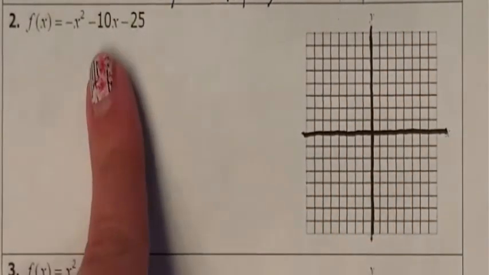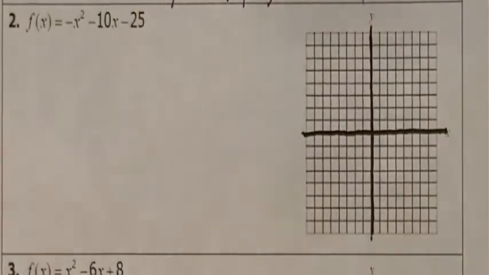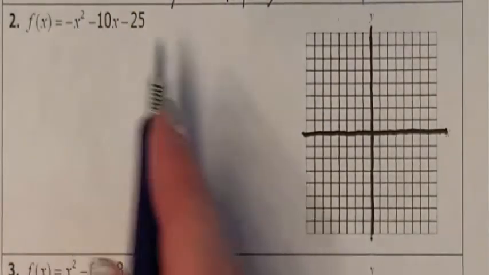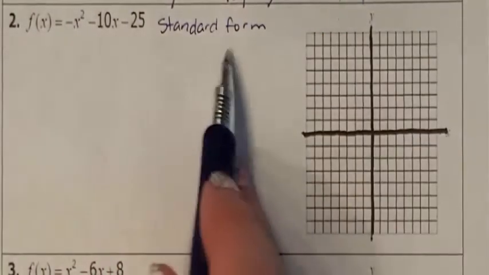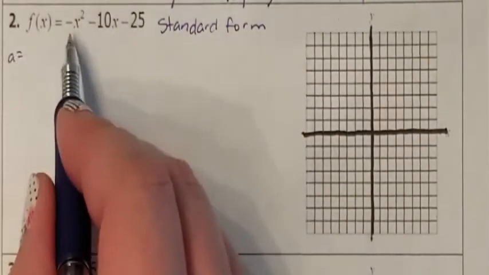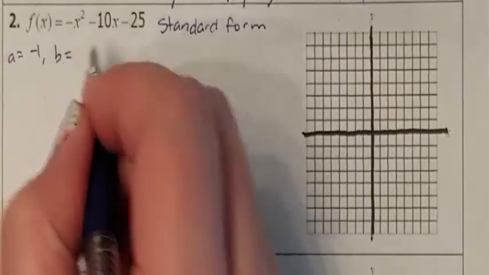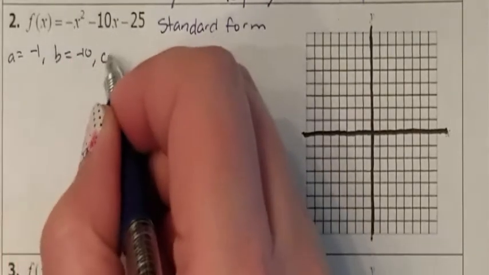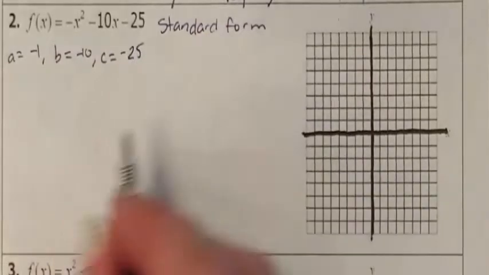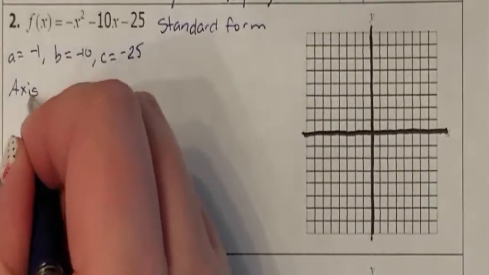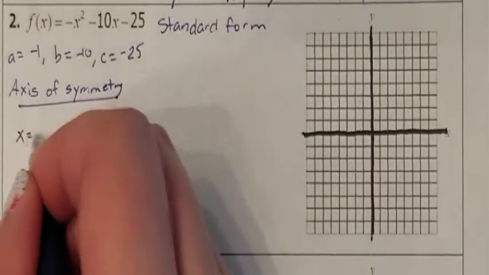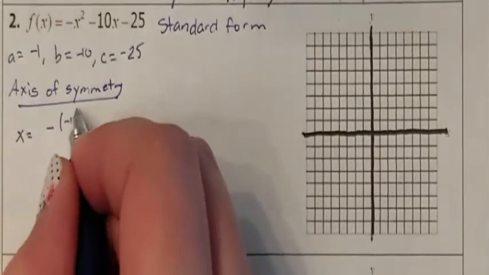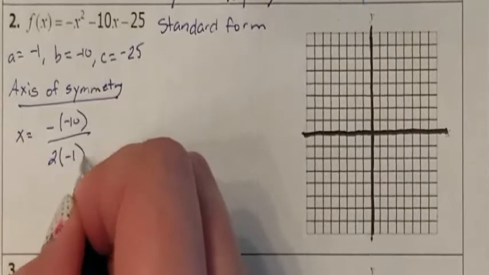We need to graph this quadratic function. Because it's an x squared, an x, and no x, I know that this is in standard form. And if it's in standard form, I need to identify my A, my B, and my C so that I could now find my axis of symmetry. The axis of symmetry is the opposite of B all over 2A.